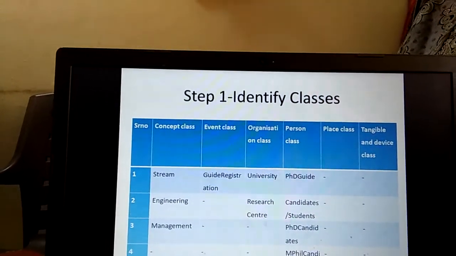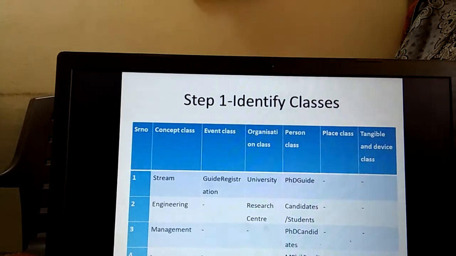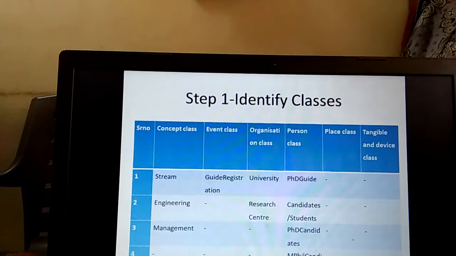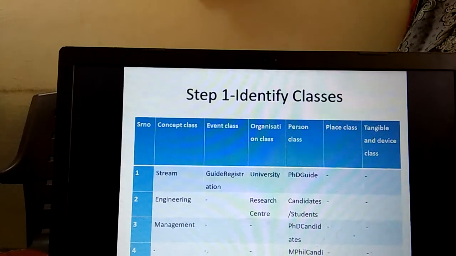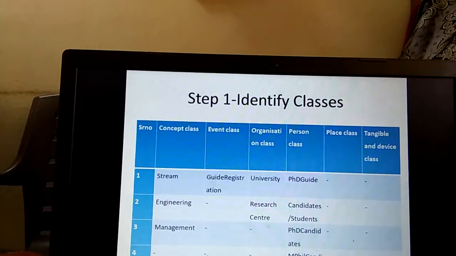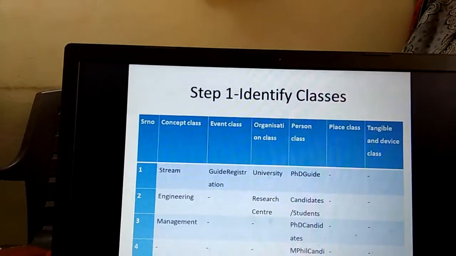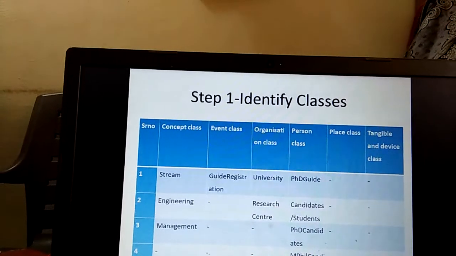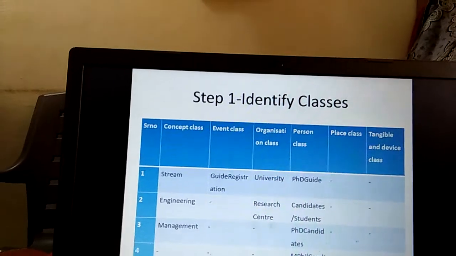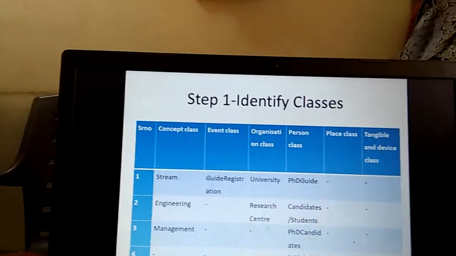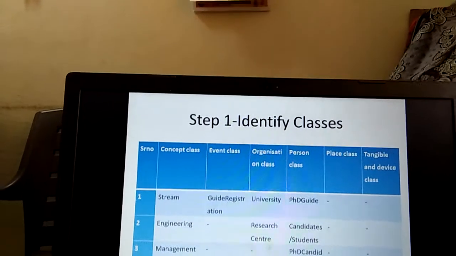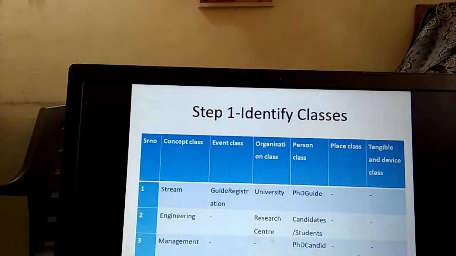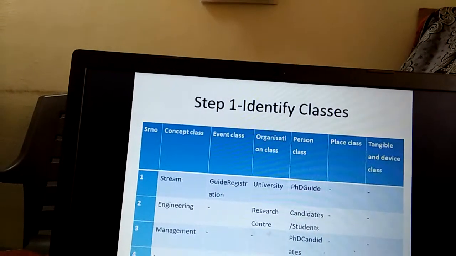Person class: any individual who is performing certain roles, responsibilities, or tasks will be jotted under the person class. Then we have a place class. In place class, any of these three M's can be missing. So either money can be missing, or maybe the person is missing, or maybe the material is missing. This is the place where a person visits and there is no transaction taking place.